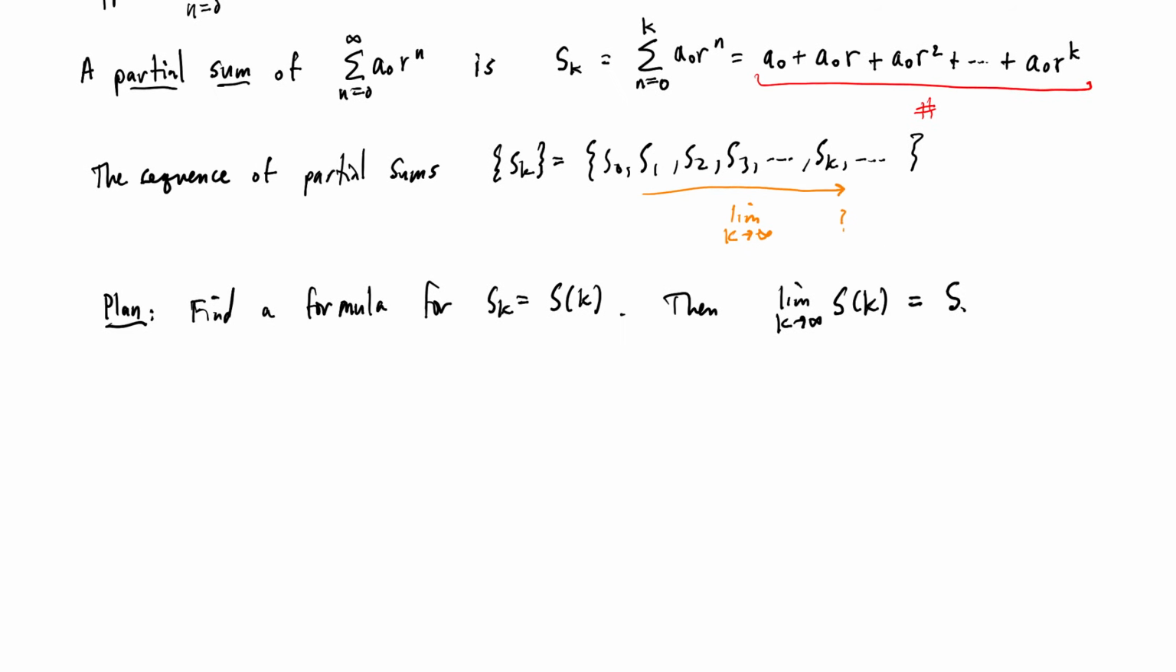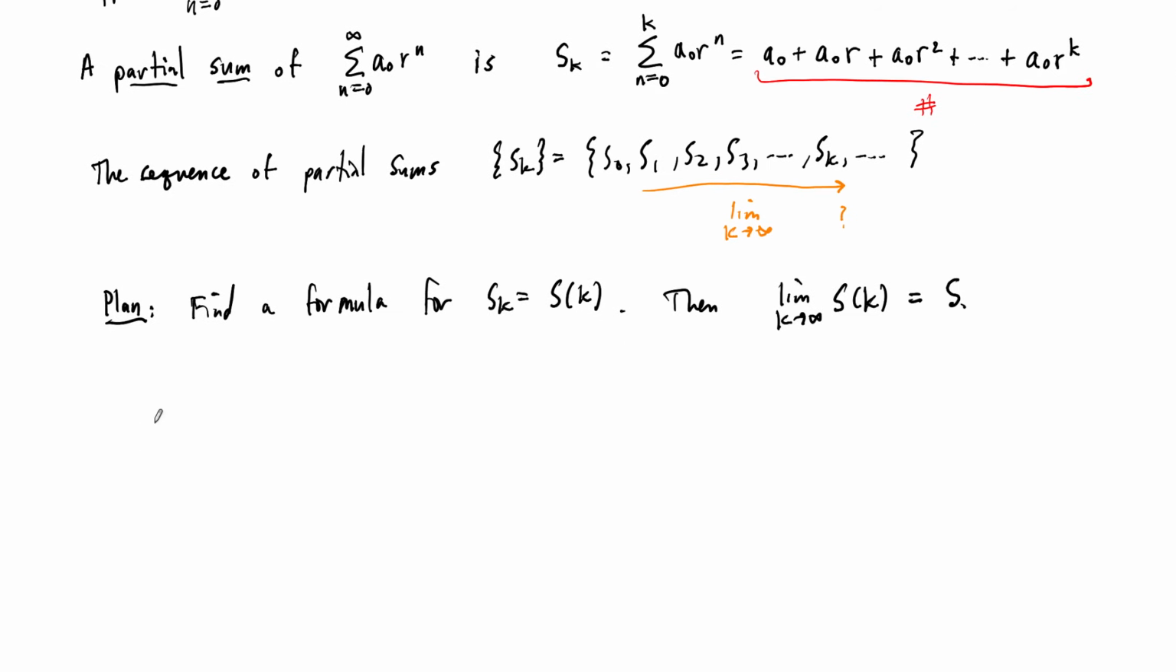Now we've already written out a formula for the partial sum itself. Recall here, we just did it, so it's not hard to recall. But s sub k, I want this to be written down here. So we have s sub k equals a naught plus a naught times r plus all the way up to a naught r to the k.